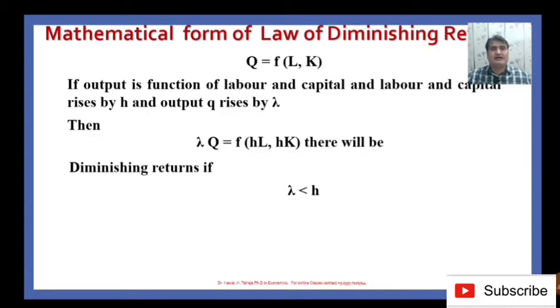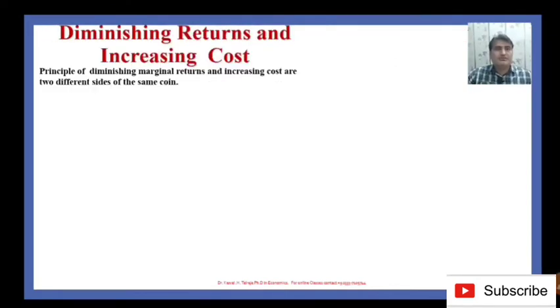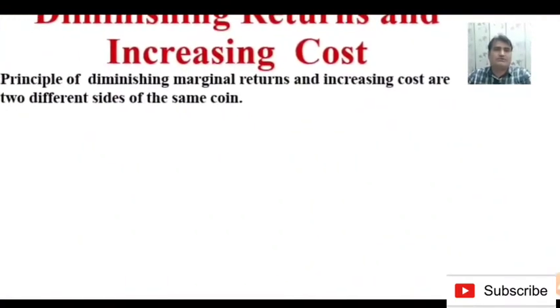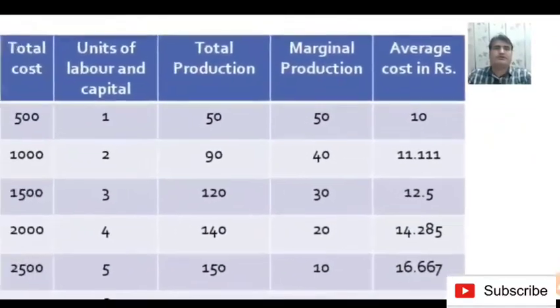It means the received output is less than the proportionate increase in input. When we double the input we get less than double the output, and output increases in a smaller proportion than input due to diseconomies of scale. So the principle of diminishing marginal returns and increasing cost are two different sides of the same coin. So this table will be helpful to understand more clearly.